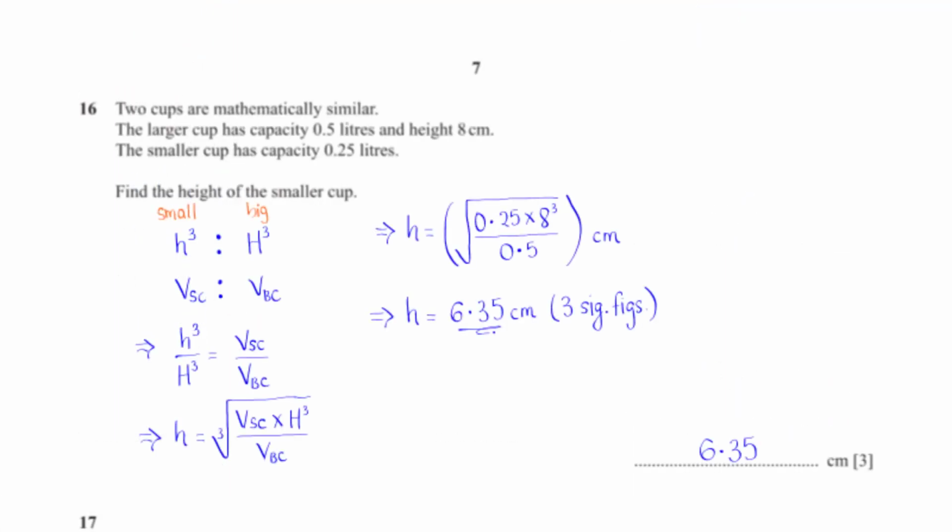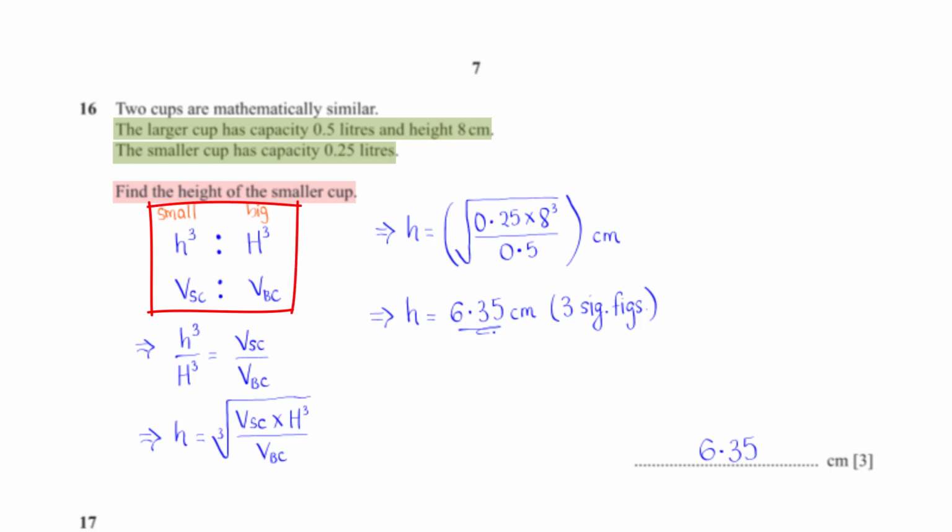Two cups are mathematically similar. The larger cup has capacity 0.5 liters and height 8 centimeters. The smaller cup has capacity 0.25 liters. Find the height of the smaller cup. So first, let's set up our ratio. Since we are dealing with volume, we need to cube the length or the linear scale.